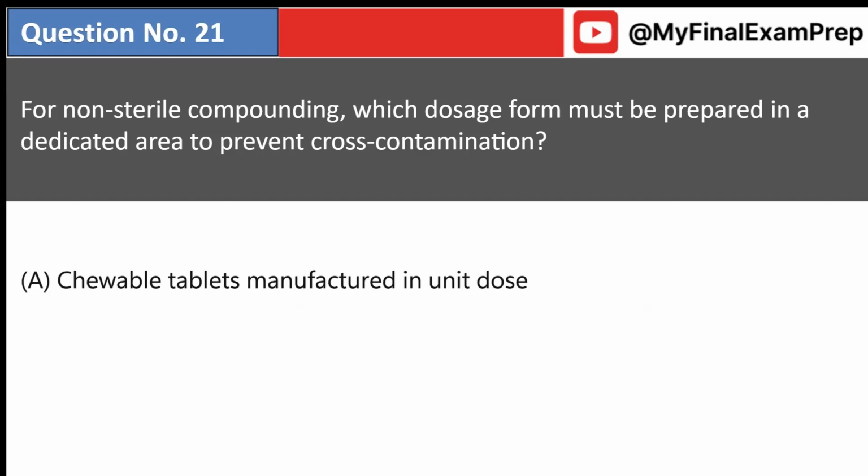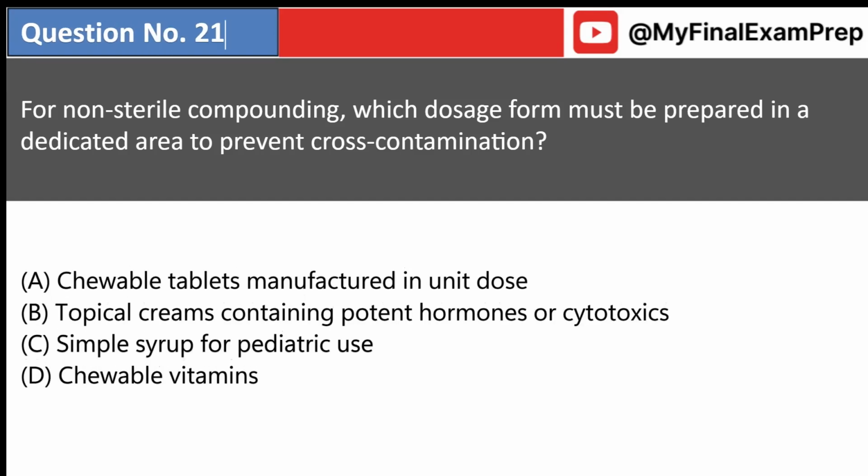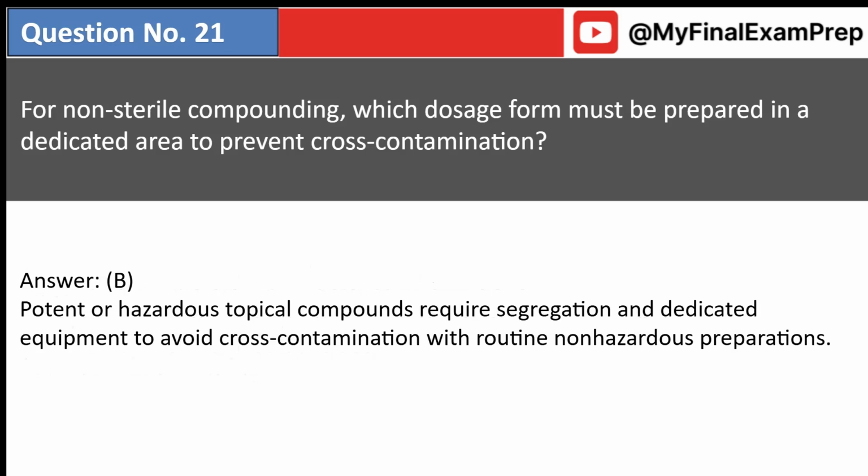For non-sterile compounding, which dosage form must be prepared in a dedicated area to prevent cross-contamination? A. Chewable tablets manufactured in unit dose. B. Topical creams containing potent hormones or cytotoxics. C. Simple syrup for pediatric use. D. Chewable vitamins. Answer B. Potent or hazardous topical compounds require segregation and dedicated equipment to avoid cross-contamination with routine non-hazardous preparations.